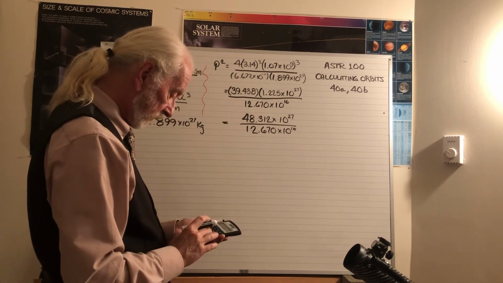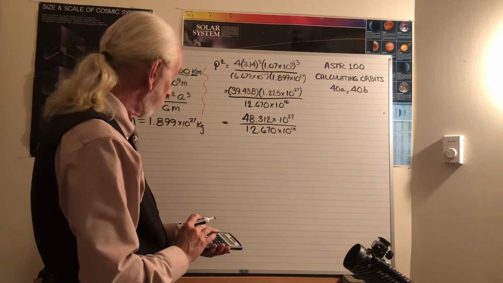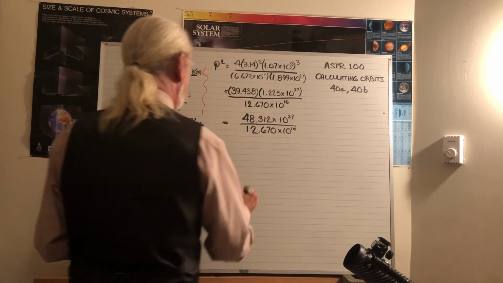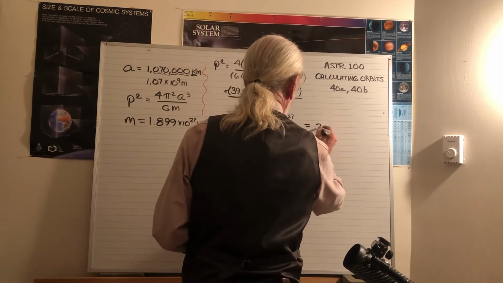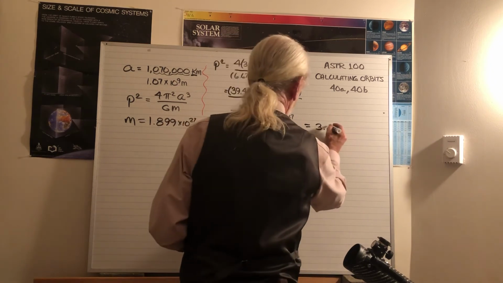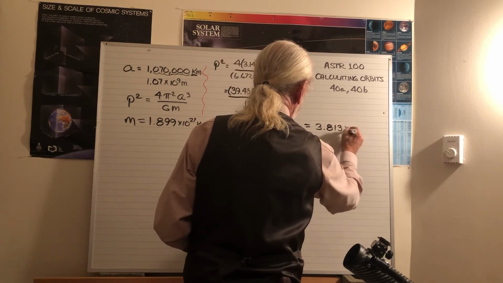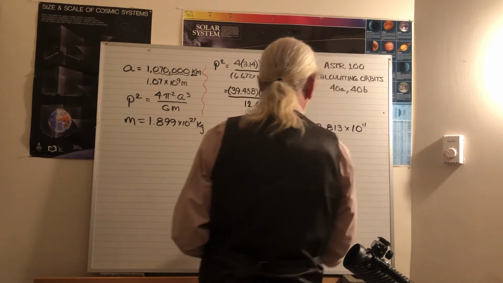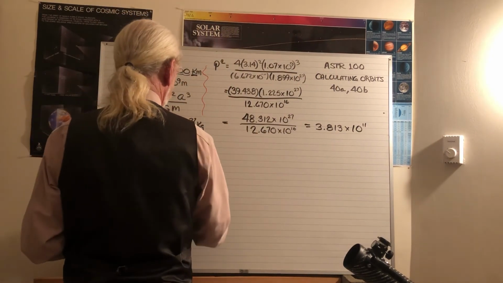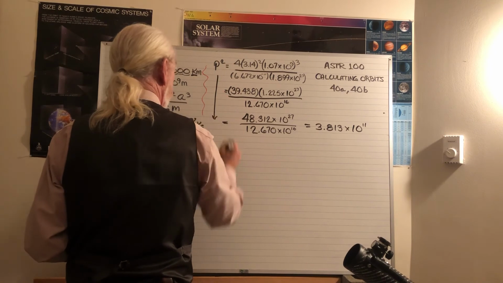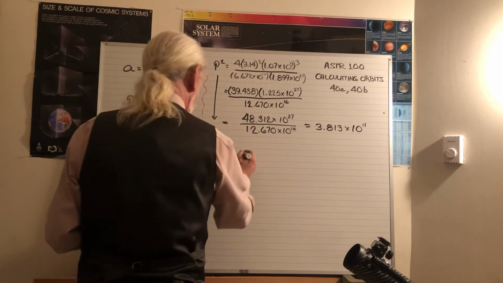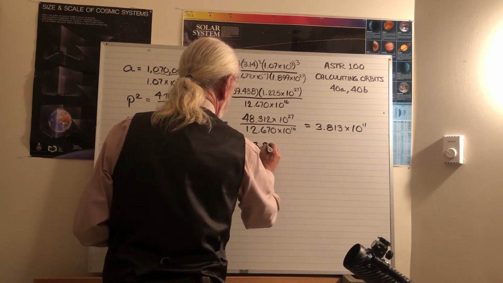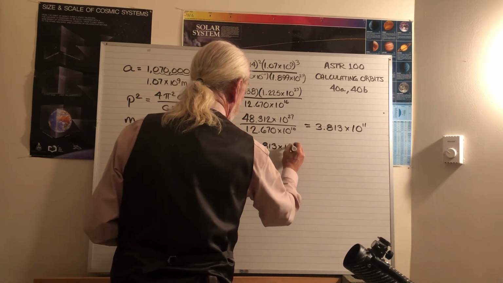Now I'll divide. And I got 3.813 times 27 minus 16, that would be 11. Okay, that's p squared, remember, all right? So p squared equals 3.813 times 10 to the 11th power.